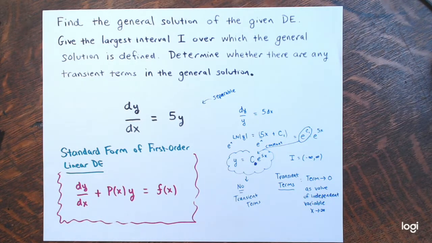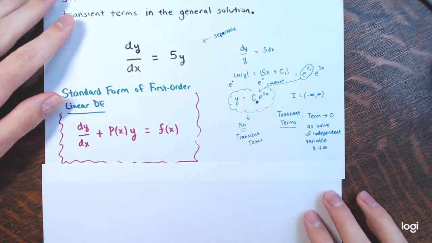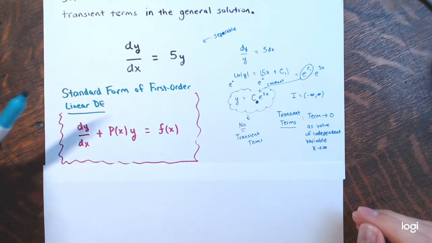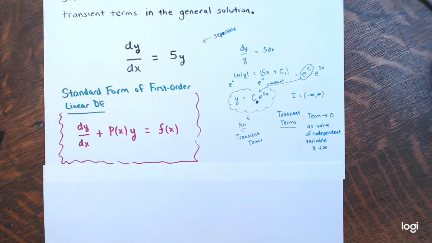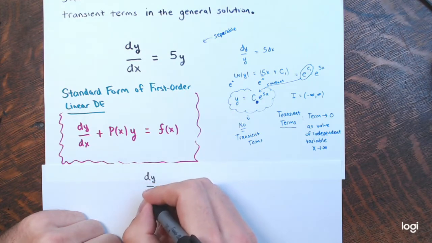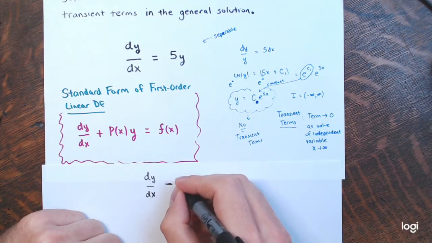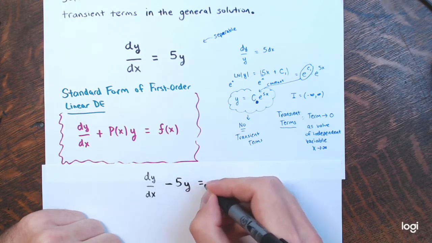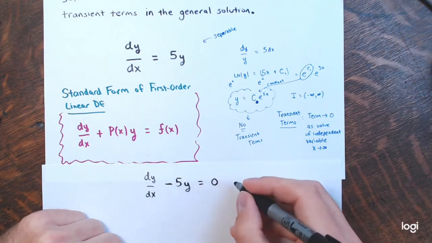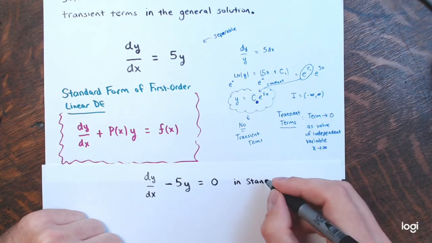What I'm going to do is put this equation into this form. This one's pretty simple. Just keep the dy dx on its own side, and I would simply need to subtract 5y, and then you have 0 on the other side. And there, this is in standard form for a linear first order differential equation.